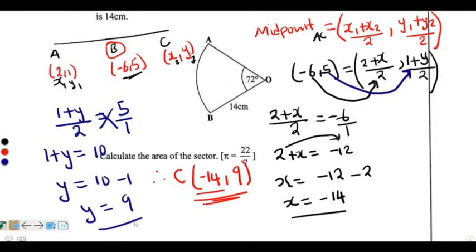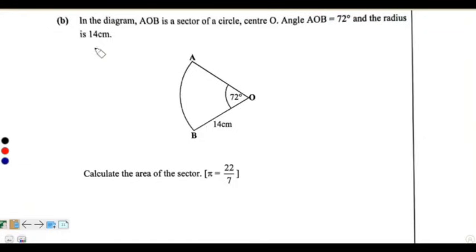Okay, so let us now answer question B. In the diagram, AOB is the sector of a circle, center O. Angle AOB is equal to 72 degrees and the radius is 14 centimeters. Calculate the area of the sector, taking pi to be 22 over 7. So this is the sector that we are given right here.